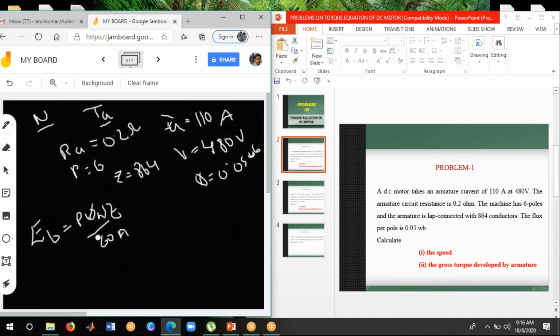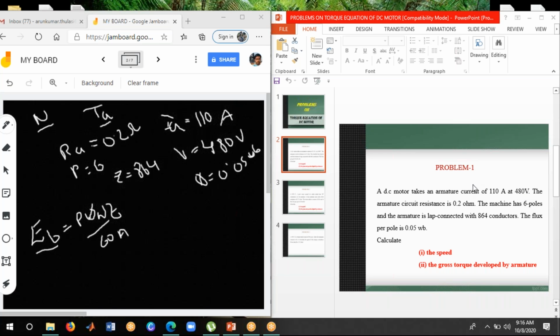So these are all given, but we need to find the value of EB, right? Here many of you get confused. See here, a DC motor takes an armature current of 110 amperes. Armature current is clearly given, and this value represents that 110 amperes is IA at 480 volts. Here many people get confused whether this is the back EMF or the input voltage.